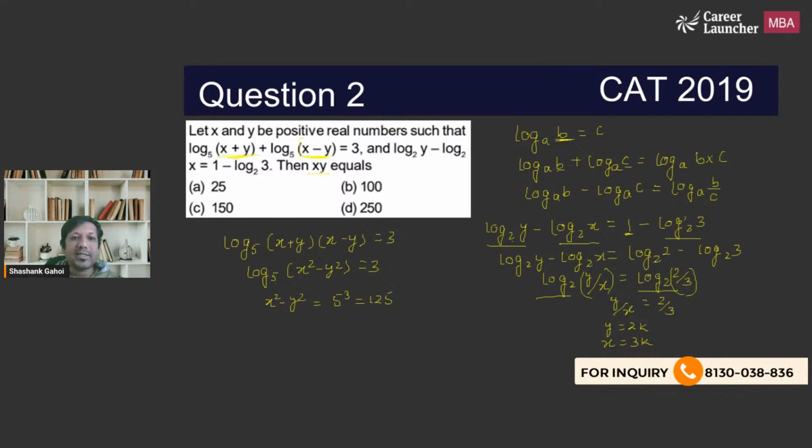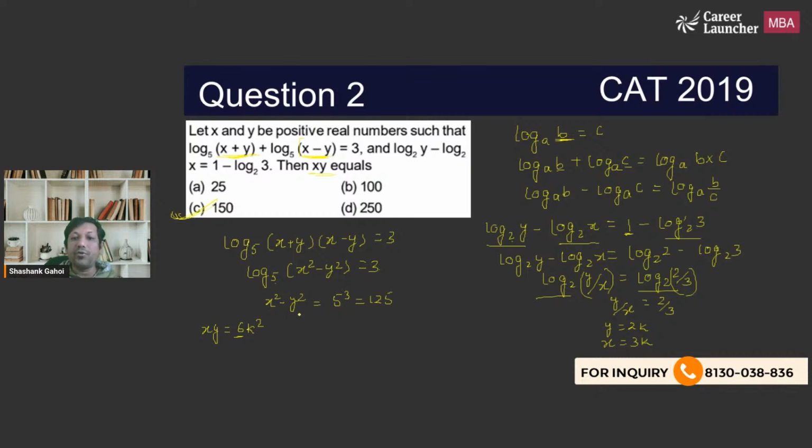Now the question asks, what is the value of x into y? Okay. So x into y is equal to 6k square. So my final value should be a multiple of 6k square, a multiple of 6. Which value is a multiple of 6? That is option C, 150. So I can directly mark this answer.